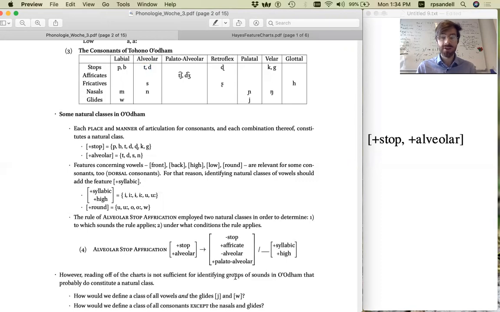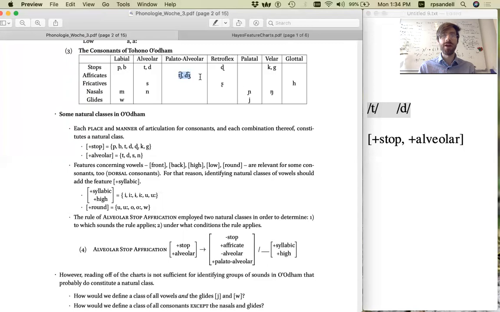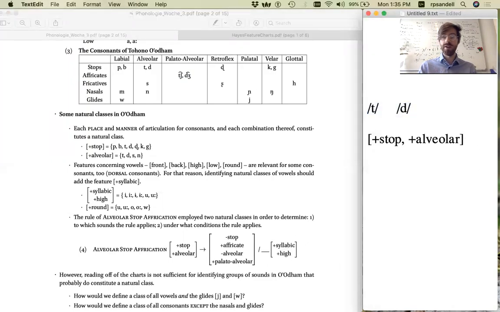And the conditions under which the affrication of stops occurs, if you think back to our analysis, remember we had determined that we should posit as the underlying representation for the 2 phonemes in O'odham the stops, ta and da, excuse me. And these palatoalveolar affricates are generated purely by this rule. And the condition under which this affrication occurs was in the context preceding any high vowel. So there we have one natural class.